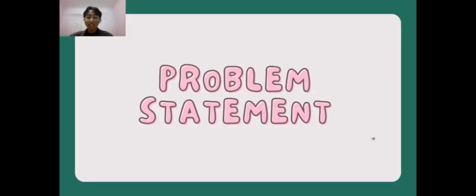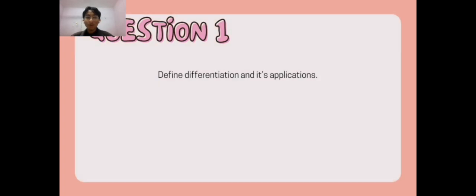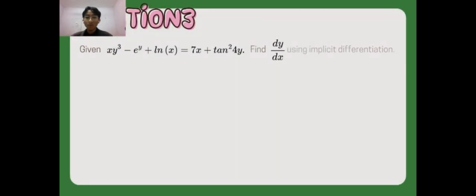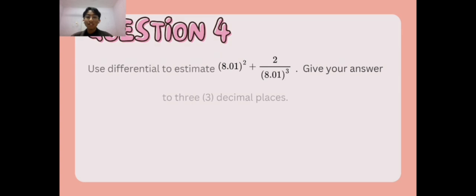Next is the problem statement. For question number 1, we will define differentiation. For question number 2, we will differentiate the following. For the third question, we will differentiate using implicit differentiation. And for the last question, we will differentiate the question that was given.